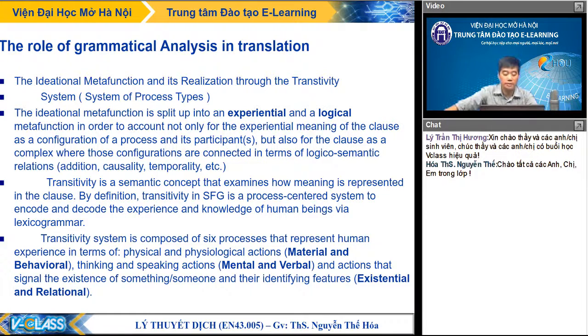Transitivity is a semantic concept that examines how meaning is represented in the clause. A transitivity system is composed of six processes that represent human experience in terms of physical and philosophical action. So we have different kinds of processes. Now we have material and behavioral. For thinking and speaking action, we have mental and verbal. And for the action that is the existence of something or someone, the identifying feature, we have existential and relational.